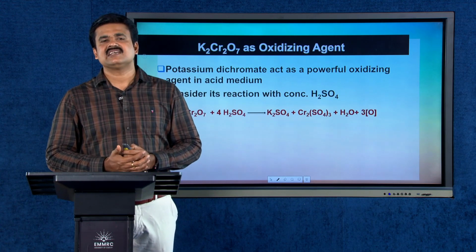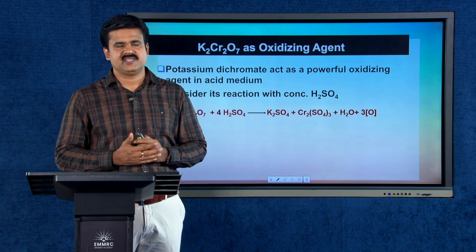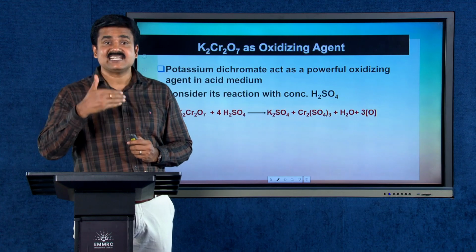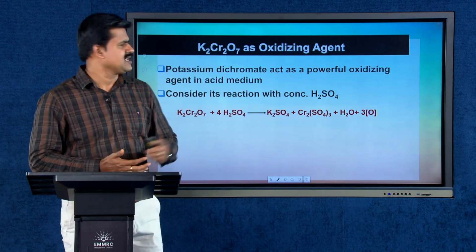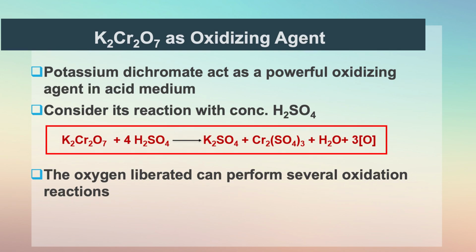Now we can consider its reaction with the sulfuric acid. And this reaction is responsible for the oxidizing nature of potassium dichromate. The left hand side shows potassium dichromate and sulfuric acid. Here in this expression you can see a single molecule of potassium dichromate. It reacts with 4 molecules of sulfuric acid. As a result of the reaction between these two reagents, you will get the products K2SO4, that is potassium sulfate, Cr2(SO4)3, that is chromic sulfate, water and 3 nascent oxygen.